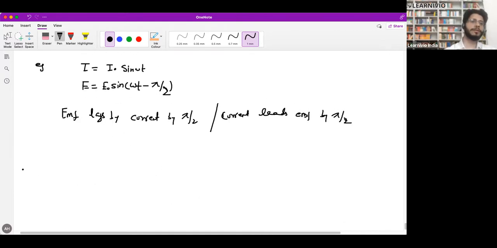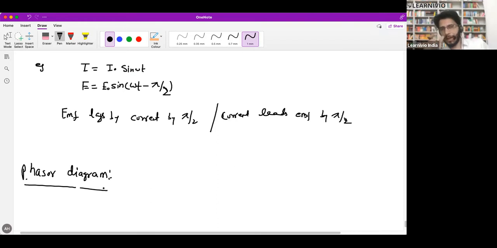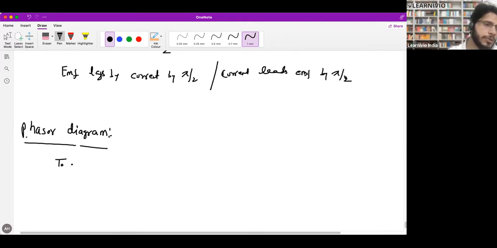Next we will do phasor diagram. See what phasor diagram means. A phasor diagram is basically a diagram which shows phases of individual quantities very clearly. That diagram will show which quantity is leading, which quantity lags. So to draw a phasor diagram, we use the following steps. Very easy thing.